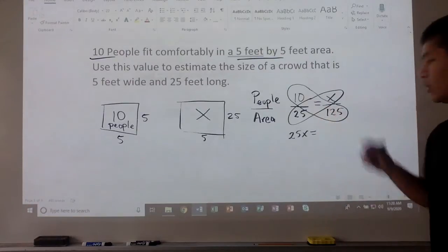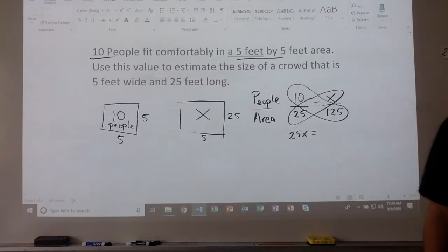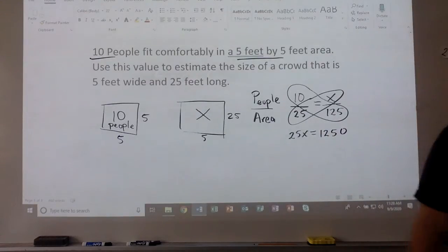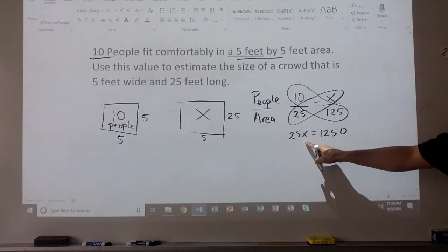So 10 times 125, you have a calculator in your phone, might as well use it. 1250. My goal is to solve for this x. How?